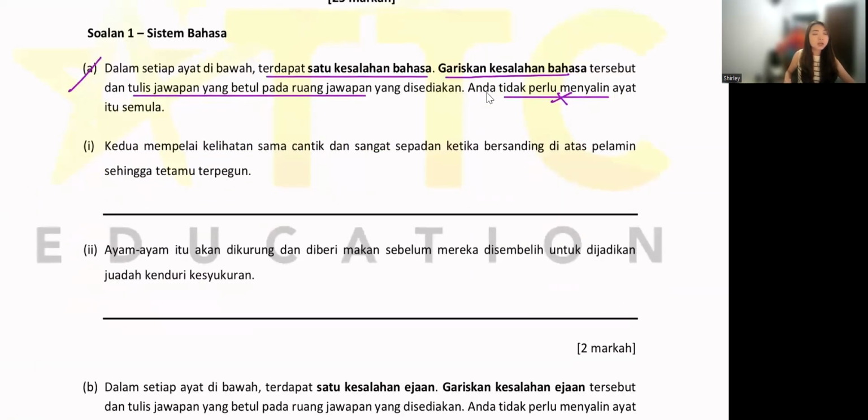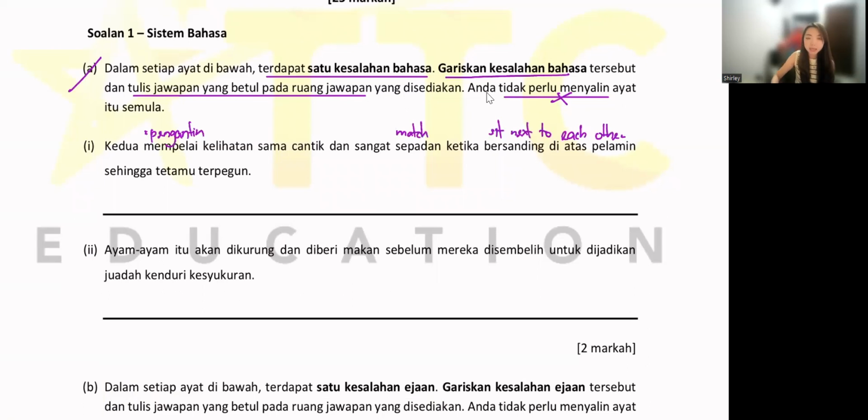Okay, so kedua mempelai kelihatan sama cantik. Mempelai means pengantin. What is the meaning of pengantin? It means like the bride and the groom. Kelihatan sama cantik, very pretty, very handsome, dan sangat sepadan. Sepadan means like very matched to each other. Ketiga, bersanding. Bersanding means they just sit next to each other. Okay? Bersanding means they just sit next to each other.